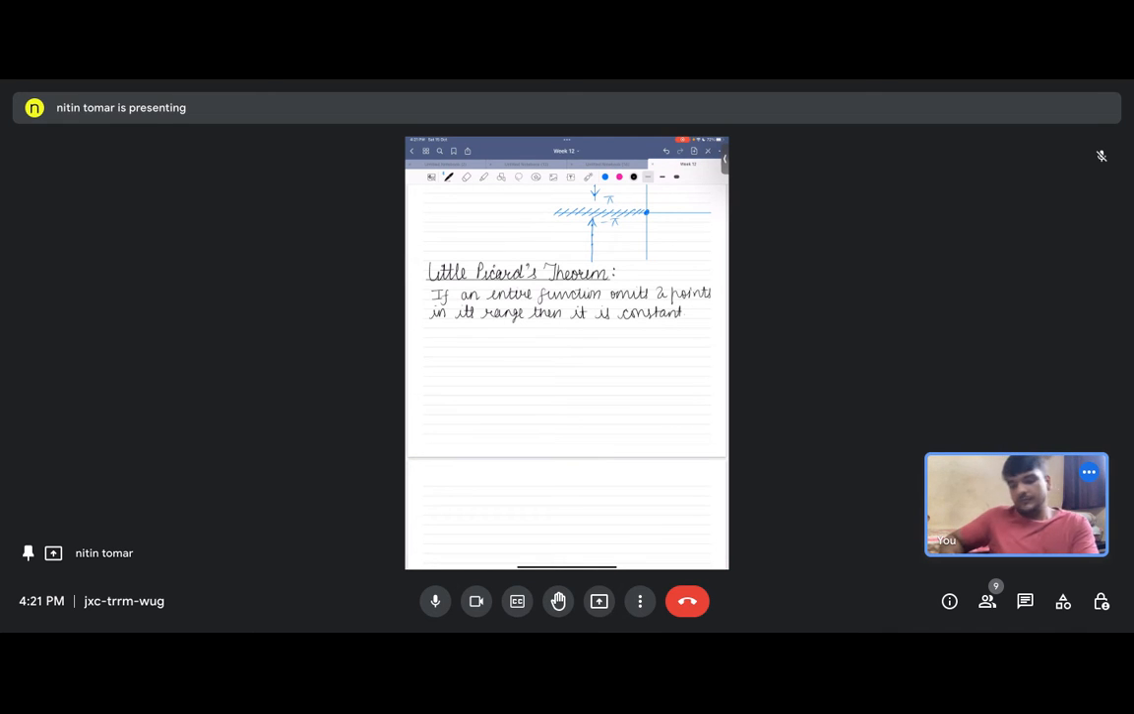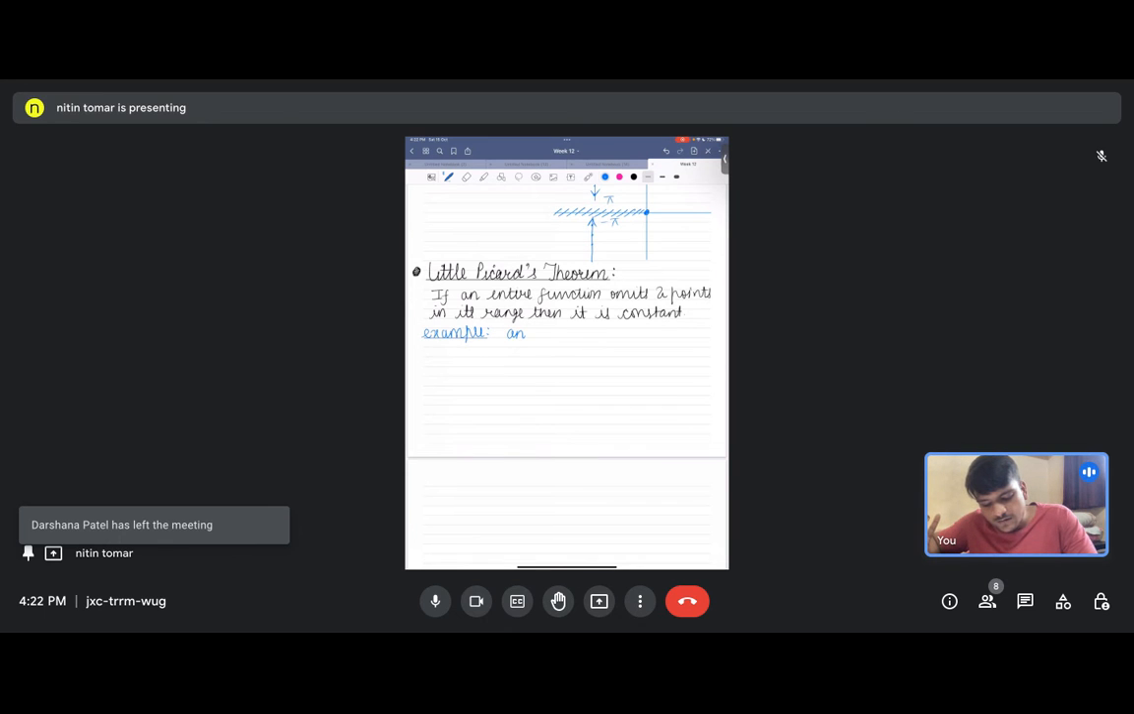Yes or no? Am I audible? Yes, sir. So is the statement correct? So it says if an entire function skips more than one point, then it has to be constant, right? Now, can you give me an example of an entire function which skips only one point?